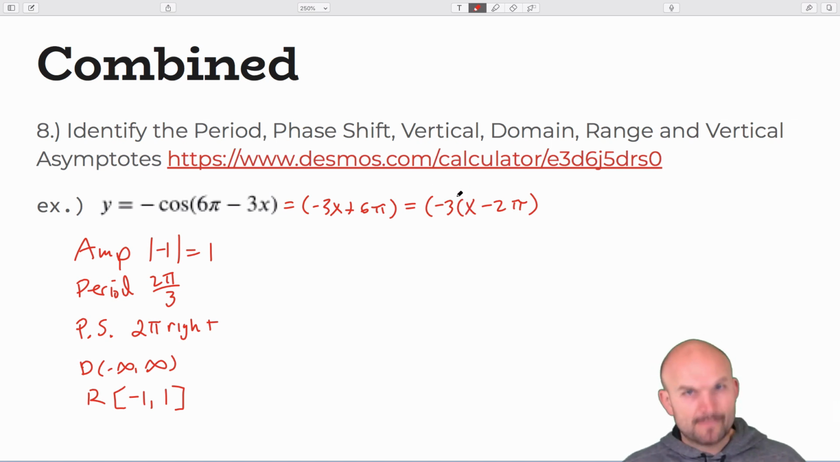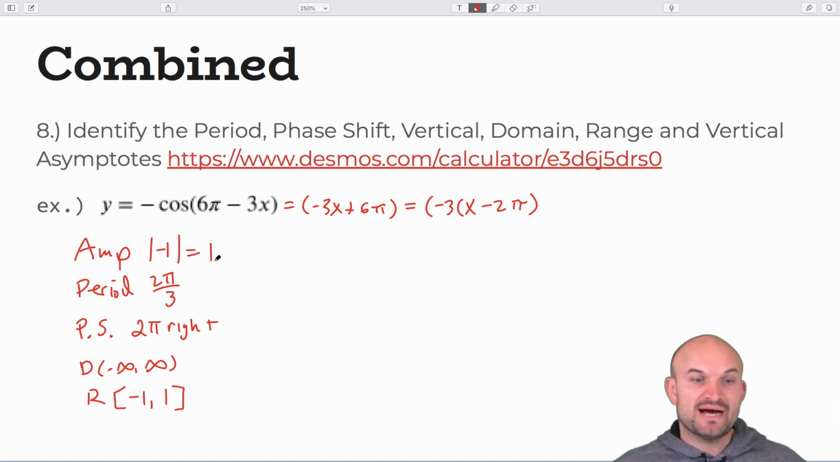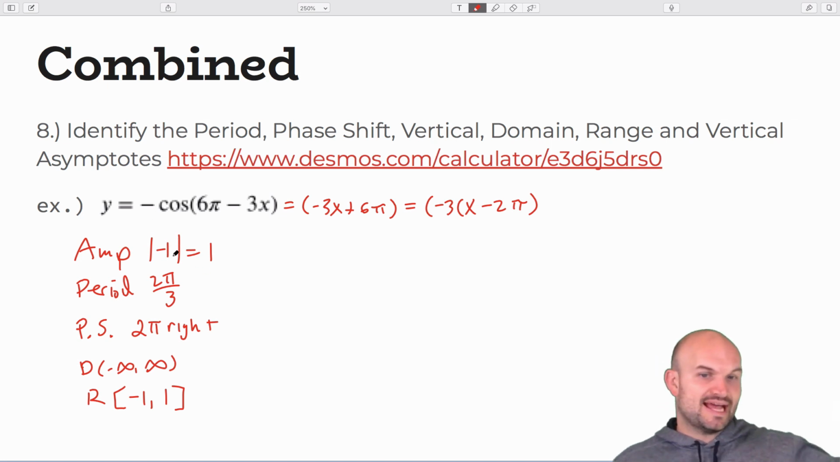So therefore that represents your b, which in this problem was a -3. Since it's a -3, that means it's going to be a reflection about the y-axis, and it's going to be a horizontal compression of my period. Instead of my period being 2 pi, it's now 2 pi divided by 3. Our amplitude in this case is just the absolute value of -1, which is 1. Since there's a negative on the outside, that's a reflection about the x-axis.